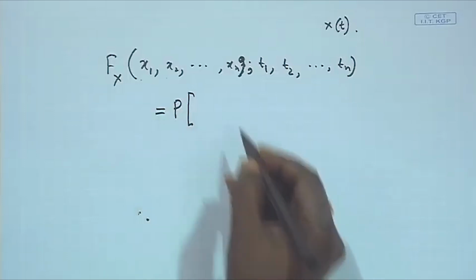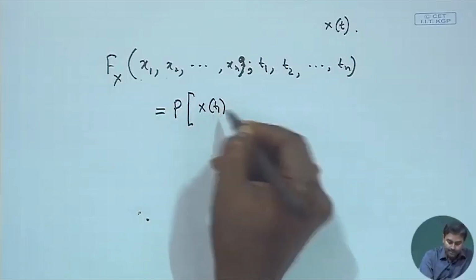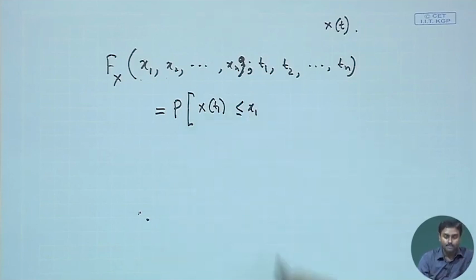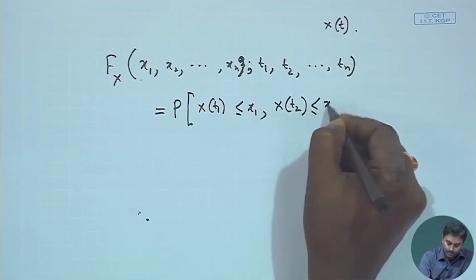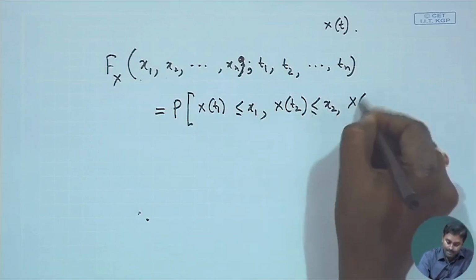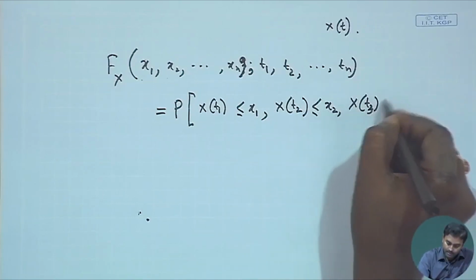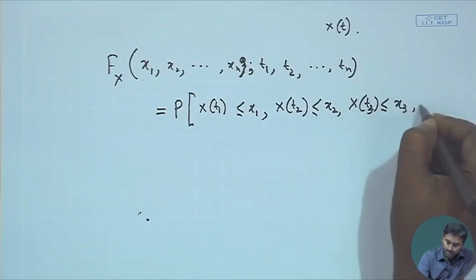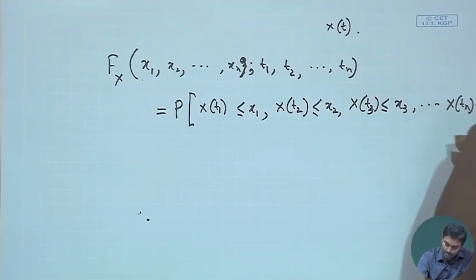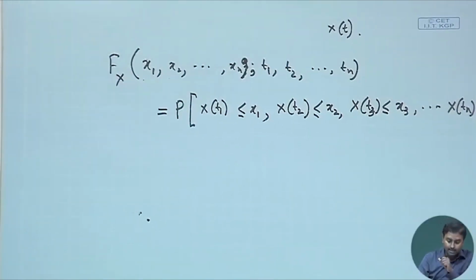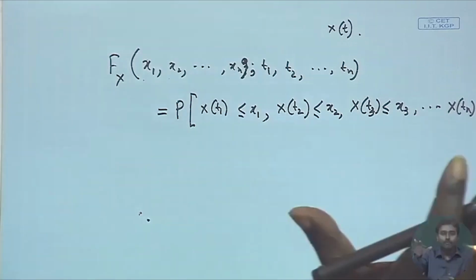So, this will specify the probability that X at t1 is less than or equal to x1, comma X at t2 is less than or equal to x2, and X at t3 is less than or equal to x3, and so on, X at tn less than or equal to xn. If I can characterize this entire probability, then only do I know that I have captured the entire random process well, which is a daunting task.